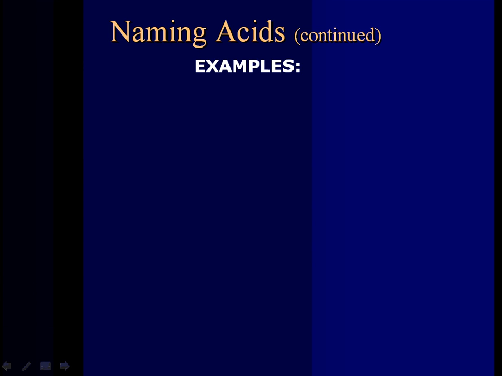Let's look at some examples. We will look at HNO3. Well, if you cover up the hydrogen and you're left with just the NO3, what polyatomic do you have? Well, you have nitrate. And again, what we're going to do is drop the ATE ending and add ic. So you should have nitric acid. Again, no hydro. You have oxygen, no hydro. If that oxygen was not present in the compound, then we would stick the hydro.